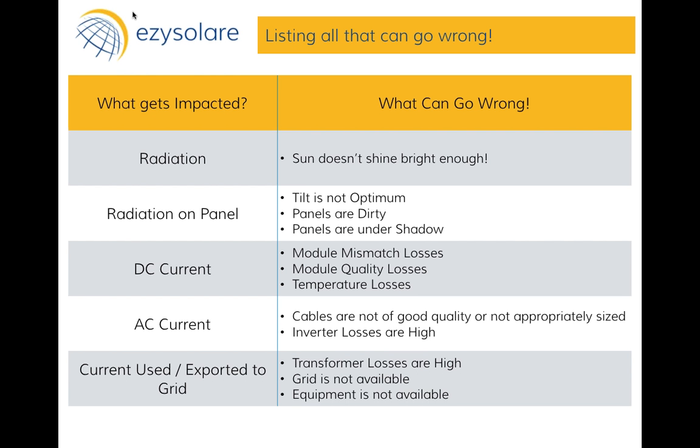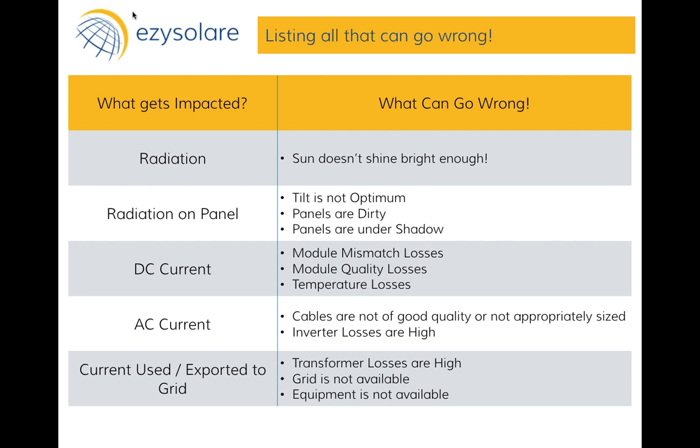Then the current which is being used by you or exported to the grid is further impacted after the inverter, or after the AC current, by a couple of reasons. Number one, the transformer losses. This is only applicable to large utility scale power plants, where the transformer losses can be higher than expected.